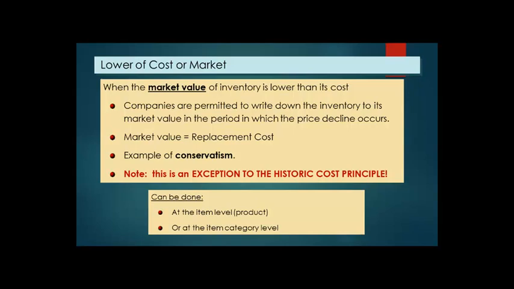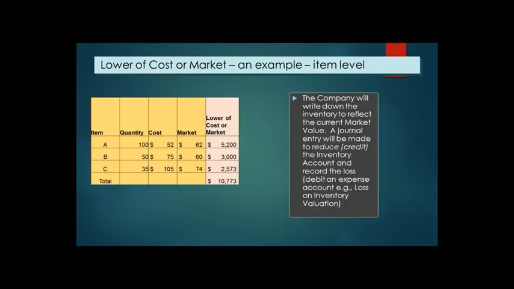And this is another reason why you don't want to have a lot of extra inventory around. This is an exception to the historic cost principle, where you always value inventory at its historic cost. And the reason it's an exception is because we're trying to be conservative. We don't want to overstate the inventory account. This analysis can be done at the item level, by individual products, or at the item category level. So we're going to show the item level right down.